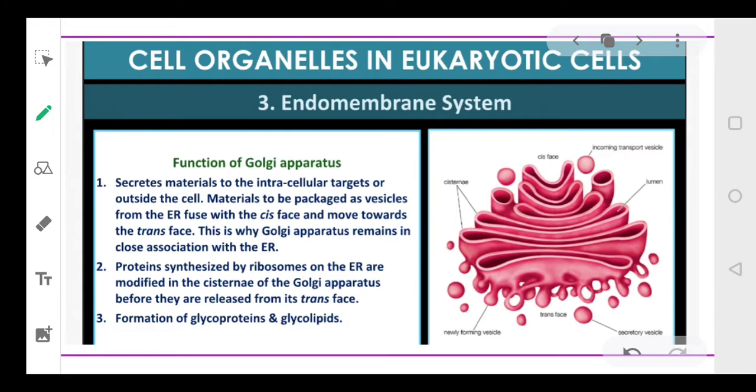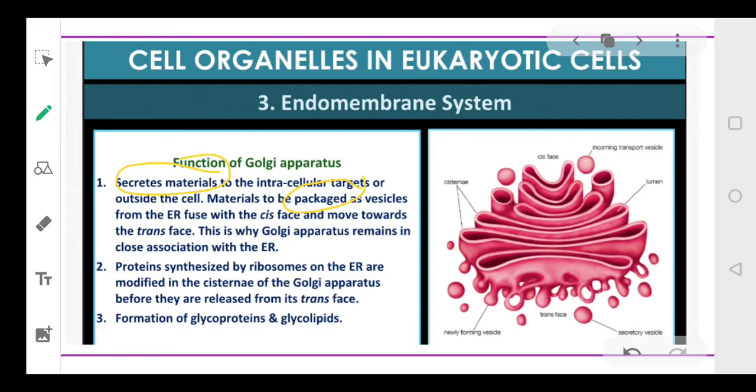Now let's come to the functions. Let's discuss the functions of the Golgi apparatus. What are the functions of the Golgi apparatus? First of all, it secretes materials to the intracellular targets, means it is involved in the packing of materials. So if there is something which has to be transported in and out of the cell, then the Golgi apparatus will do the packing of that material.